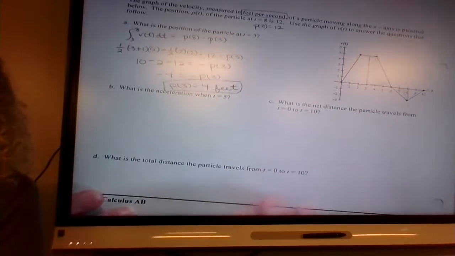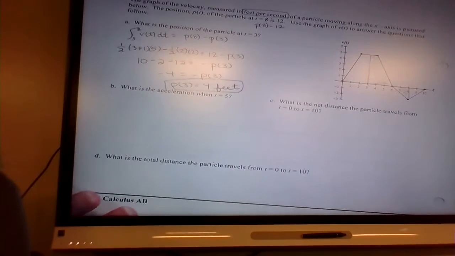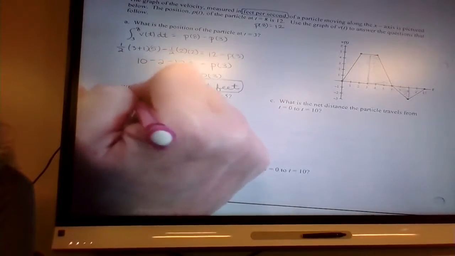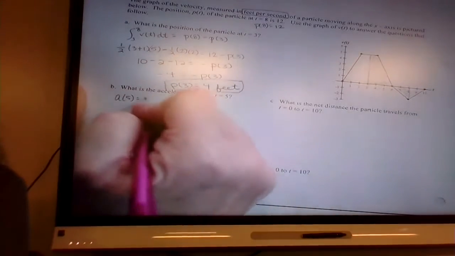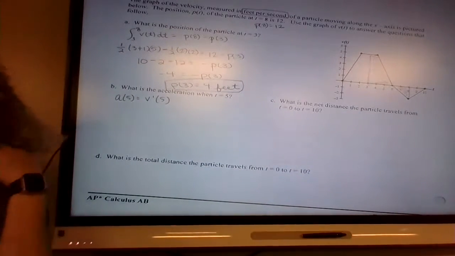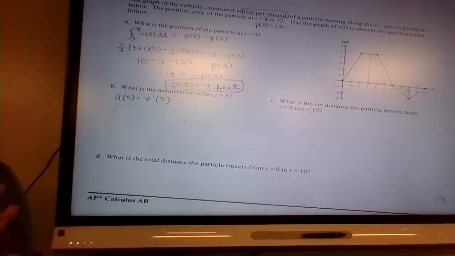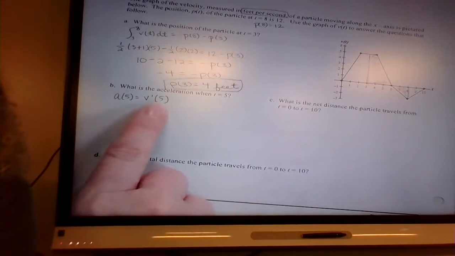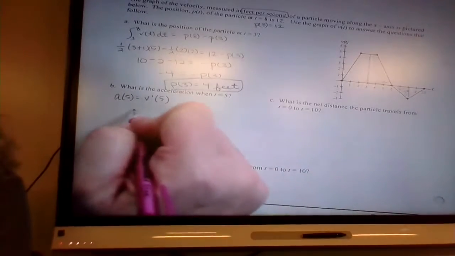Question B says, what's the acceleration when t equals 5? Okay, so a of 5 would be v prime of 5. A lot of times in math class, you do this one thing so long that you forget how to do other stuff. So we can't forget that acceleration is the derivative of velocity. So a of 5 would equal v prime of 5.